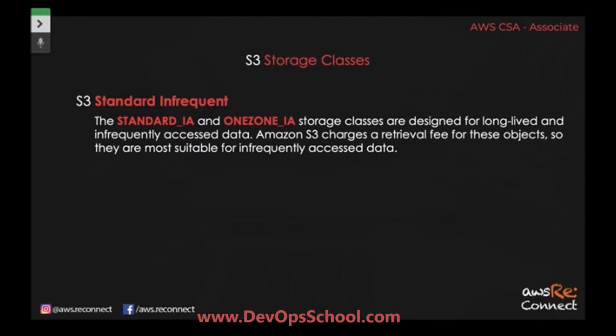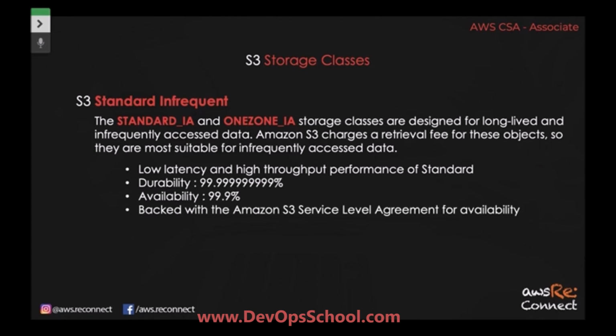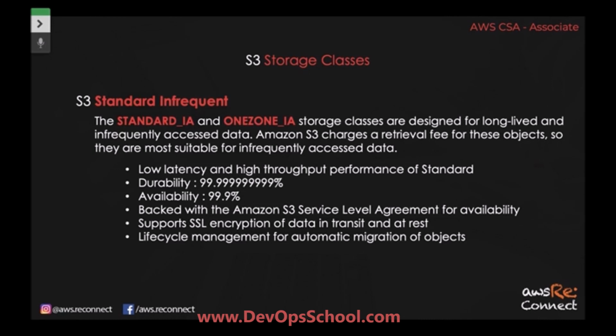So what does it feature? It features a cost optimized way. It charges you per GB retrieval of data. It again provides low latency and high throughput performance. Durability is the same, availability is also the same, 99.9%. It is backed with the Amazon service SLA, and it also supports SSL encryption with the same lifecycle management policy. So the difference between standard and infrequent is that if your data is continuously, frequently accessed, then you can opt for the standard one. If your data is accessed very infrequently, then you can go with the standard infrequent.